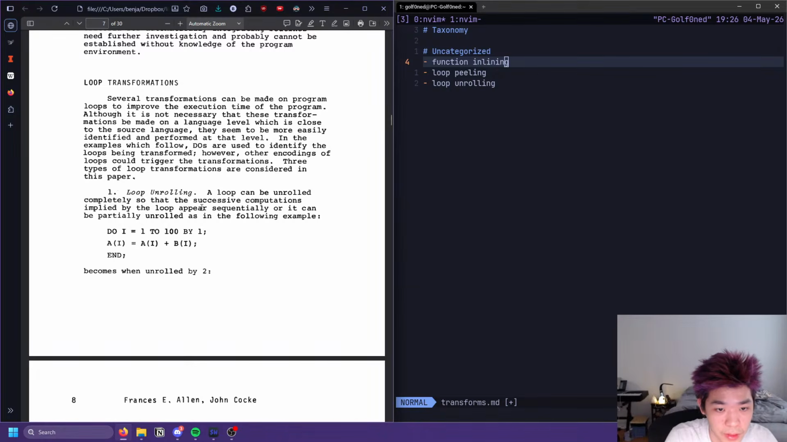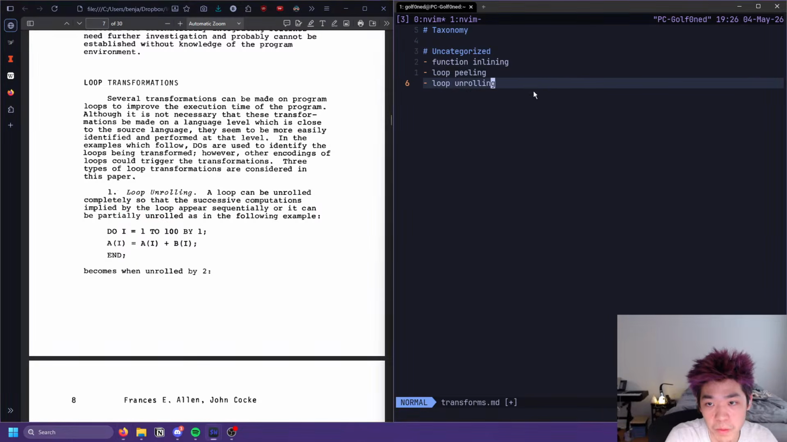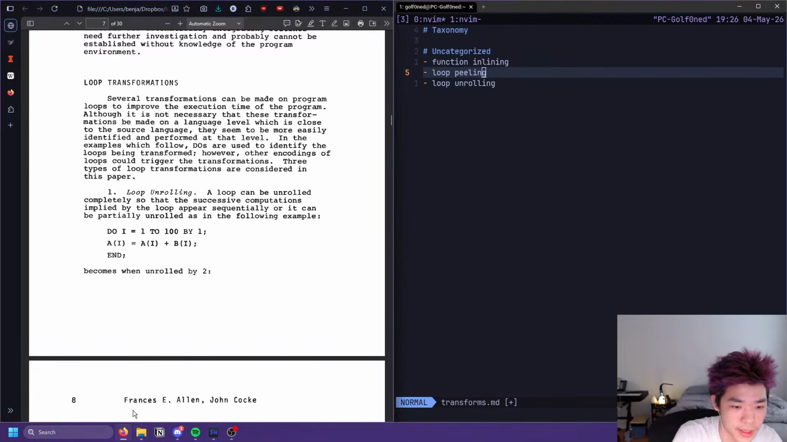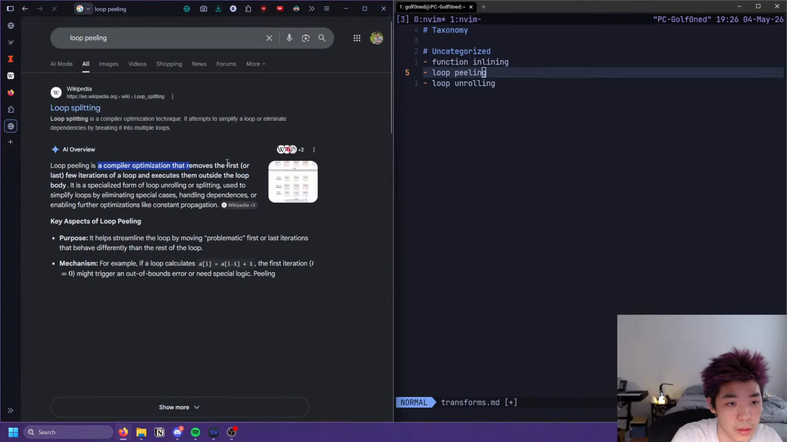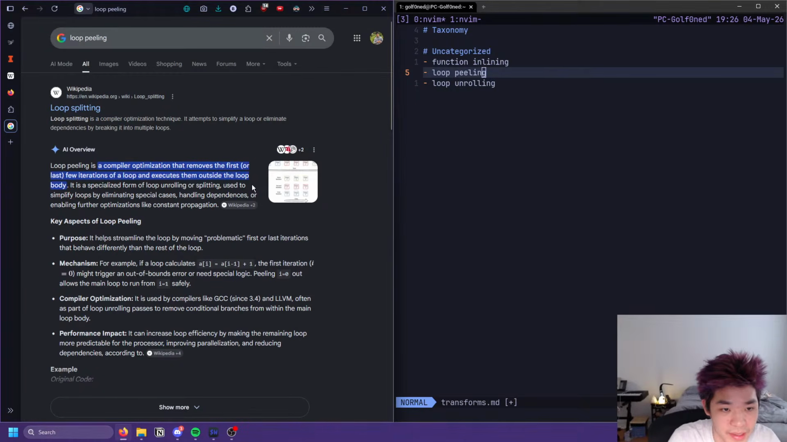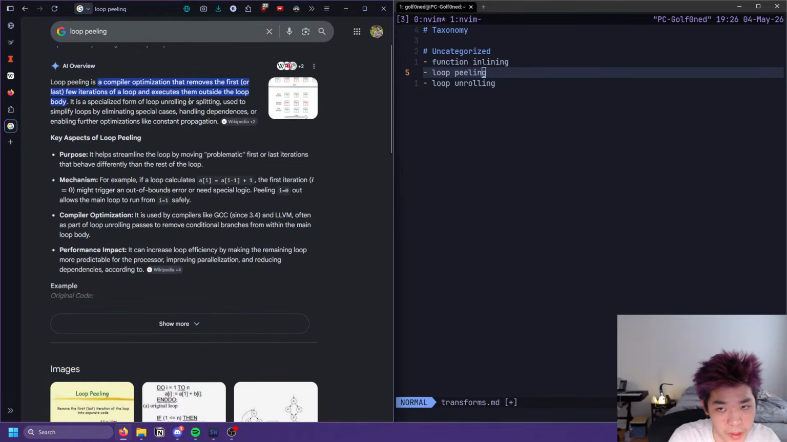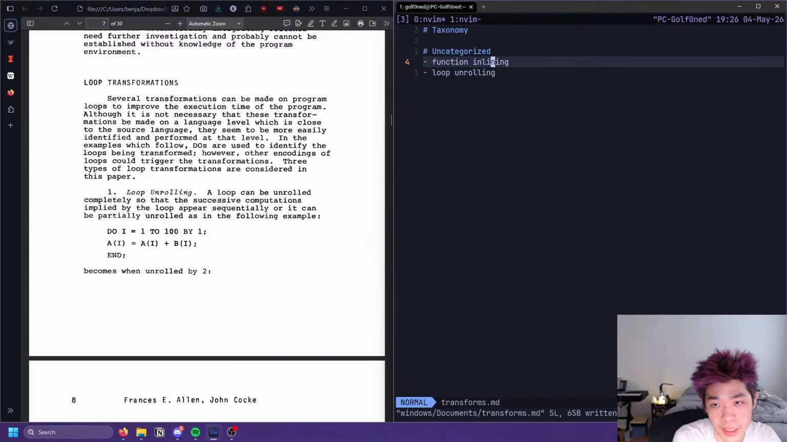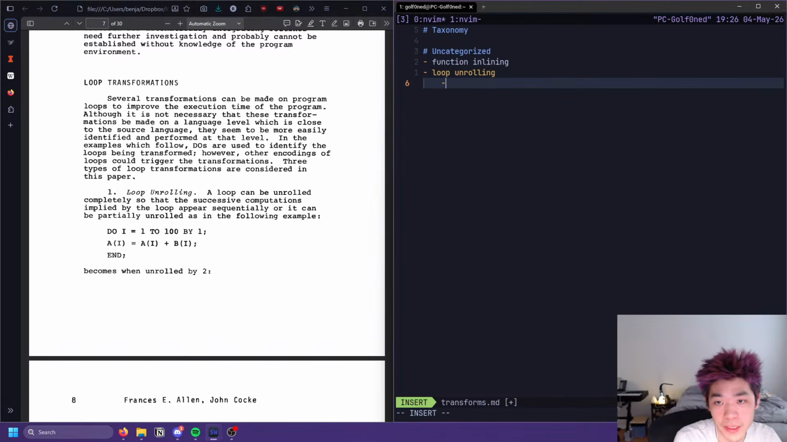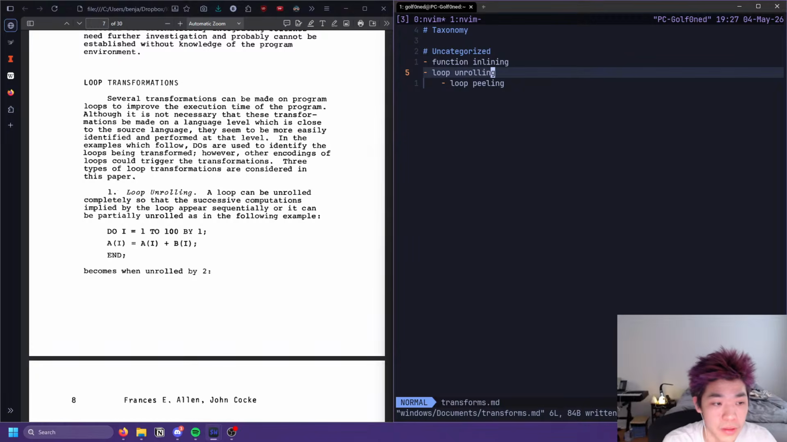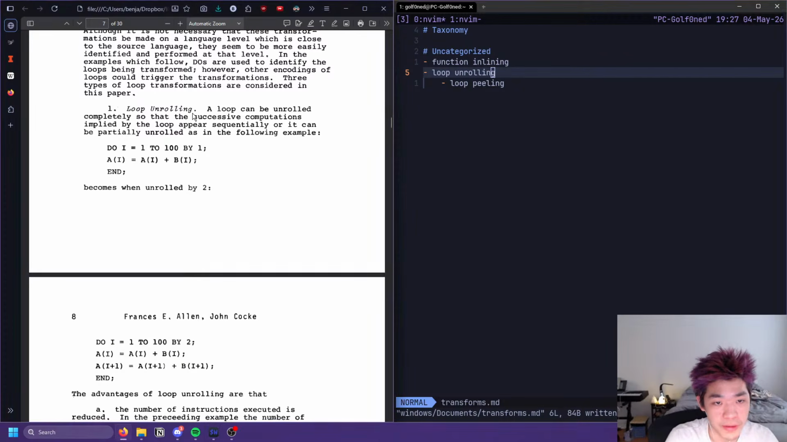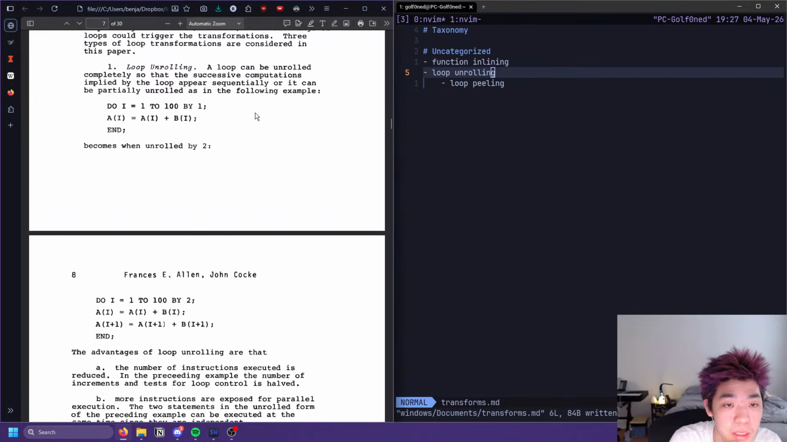Loop can be unrolled. It can also be partially unrolled, which I believe is peeling. Actually, let's look this up. Okay, I guess this falls under loop unrolling. So maybe it's a little bit insane to split it up. But still, loop peeling, just in case. Yeah, and you do have to modify it. That is correct. Okay, so this example, oh man.